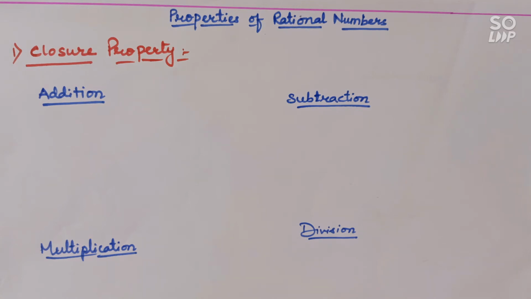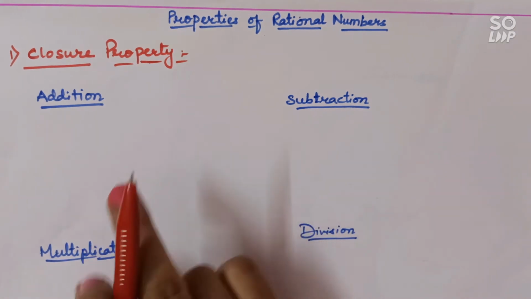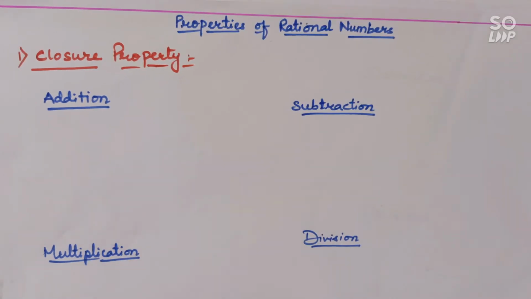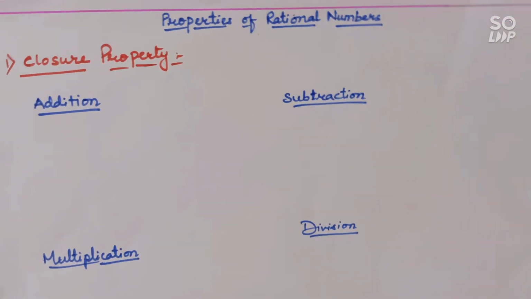Closure property states that when we have two rational numbers, then whatever operation we do with those two rational numbers, like addition, subtraction, multiplication and division, the result will also be a rational number. Like in case of addition, let's check. We'll take two rational numbers and see whether the result is a rational number or not. Let's check it out.